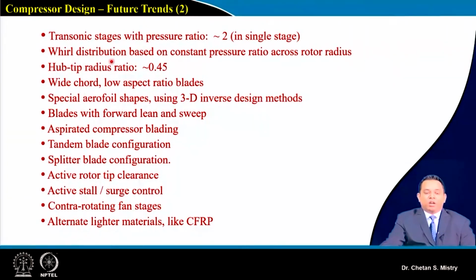have discussed. Now people are looking for hub to tip ratio in the range of 0.45, and that is a requirement at this moment for special kinds of compressors. That's what is a demand for the future. Now wide chord and low aspect ratio blade, we have discussed a lot about what we mean, what the benefits of using wide chord blades are, and what aspects we are looking for in low aspect ratio blades. So these all discussions are coming into the picture.